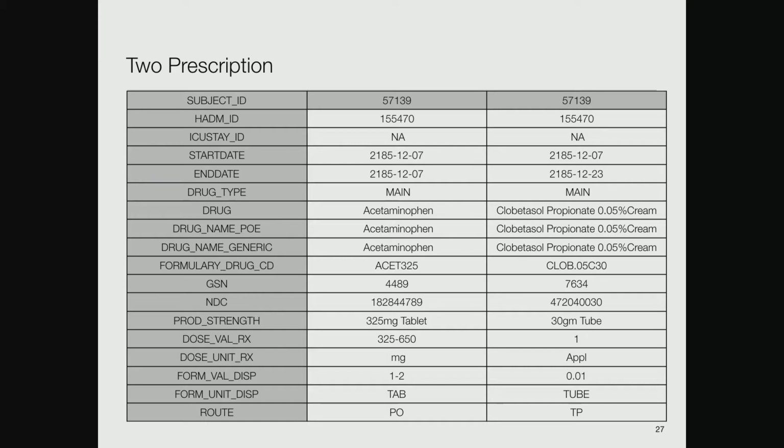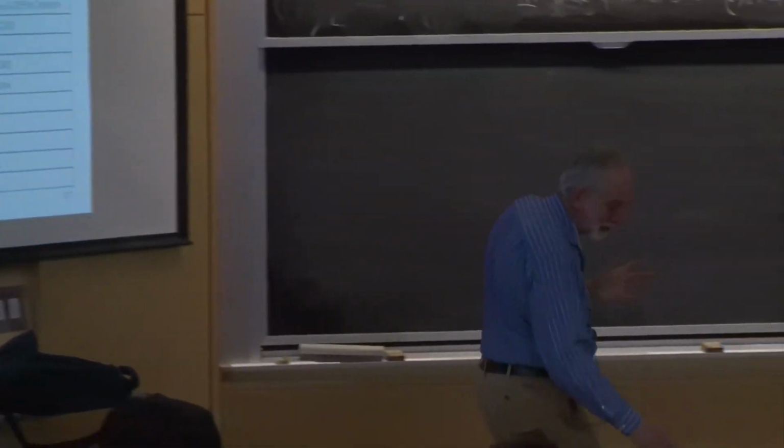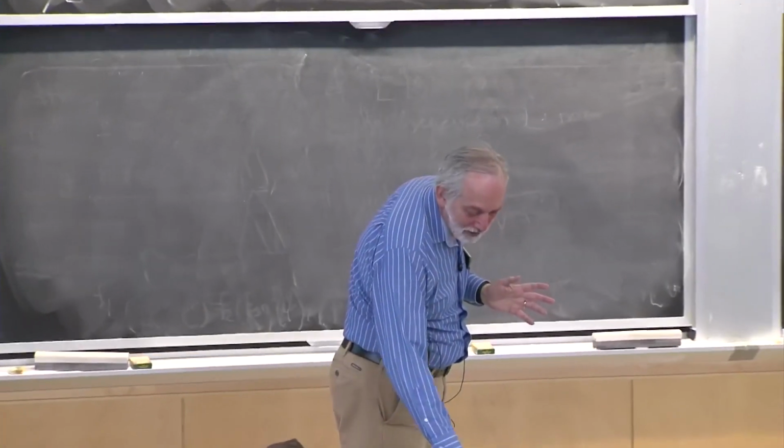1 to 2 tablets measured in milligrams. The dose here is 1 application, whatever that is. I don't know what the 0.01 means. And this is a tablet, and that's a tube, and this is taken orally, and that's administered on the skin, right? So this is a local database.